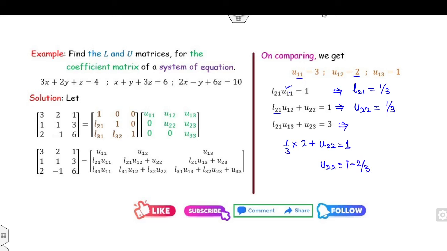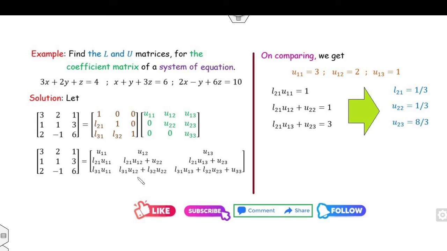Similarly, I can find this value. L21 is 1 over 3, and U13 is 1, so 1 plus U23 is equal to 3. Can you find the value of U23? It is 9 minus 1, which is 8 over 3. Fine. Similarly, I can equate the coefficients of the third row. You will get this value. Can you find the value of L31? Since U11 is 3, L31 is 2 over 3.